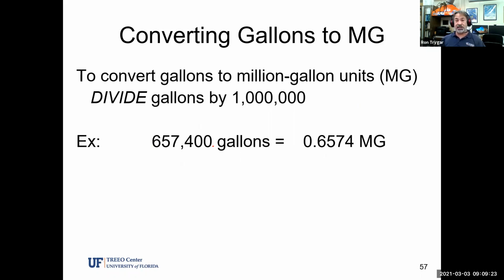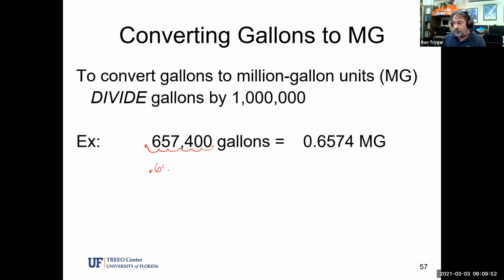So whenever you move the decimal point 6 places over to the left, then that decimal point lands where it's supposed to be. So if we go like this, 1, 2, 3, 4, 5, 6, and I get the decimal point here, then I actually have 0.6574 as my answer.